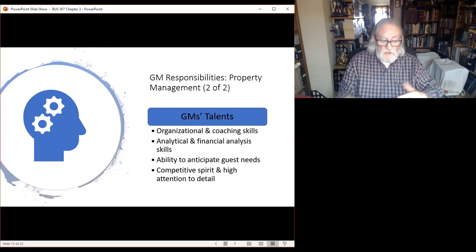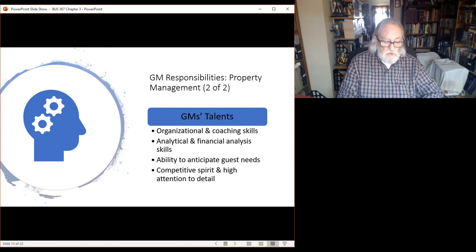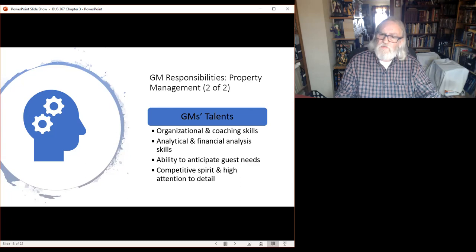What we find is that besides the competitive spirit and attention to detail, you're going to need a little physical stamina too, as well. You can see that these skills are not only fairly specific to the hotel industry, but could also be applied to managers in many service industries in general. You're going to be talking about these sorts of things when you provide a service to people.